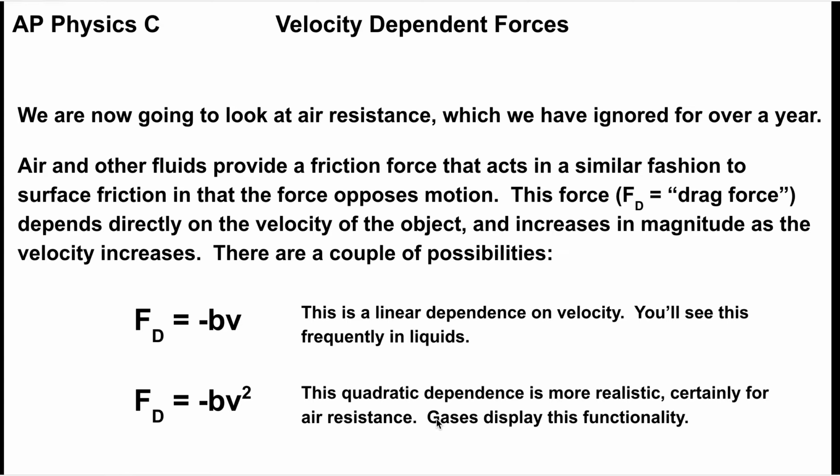In terms of air resistance, quadratic dependence is a little more realistic. In this case, the drag force F sub d equals negative bv squared. All gases tend to display this kind of functionality.